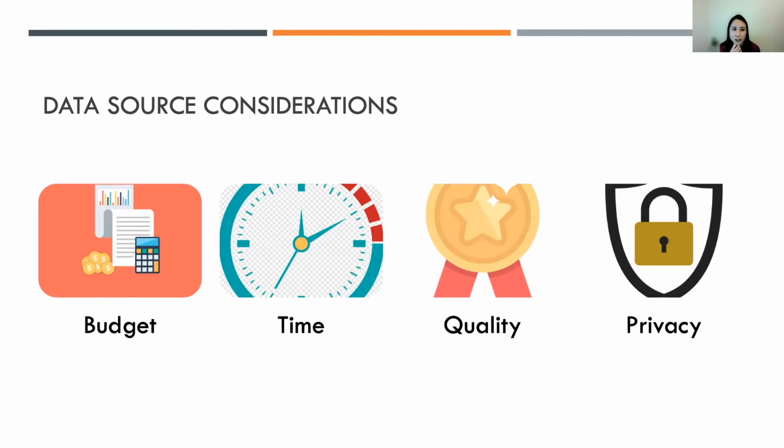The third consideration is quality. So you want to think about the data quality that you're looking for. Things that can affect quality are things like sample size. So if you really need a larger sample size, then perhaps certain data sets aren't ideal. And then also data granularity.